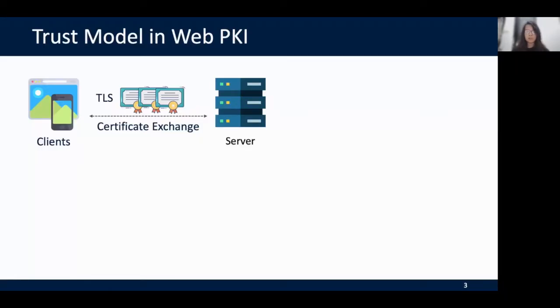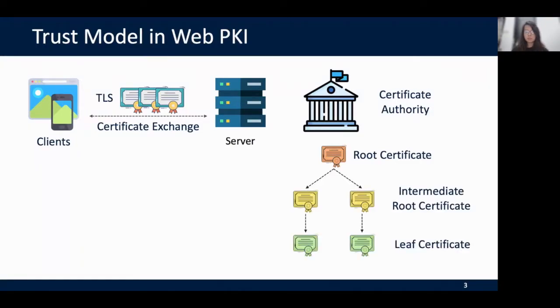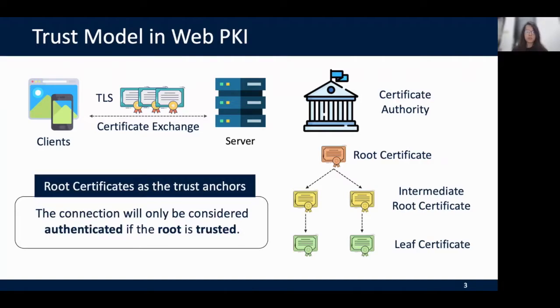Let's start by reviewing the trust model of Web PKI. The authentications between peers are protected by digital certificates, which are queried from certificate authorities and signed by the root or intermediate root certs. The whole chain would be sent from web server to the client, and the connection is authenticated only when the root of the chain is trusted.